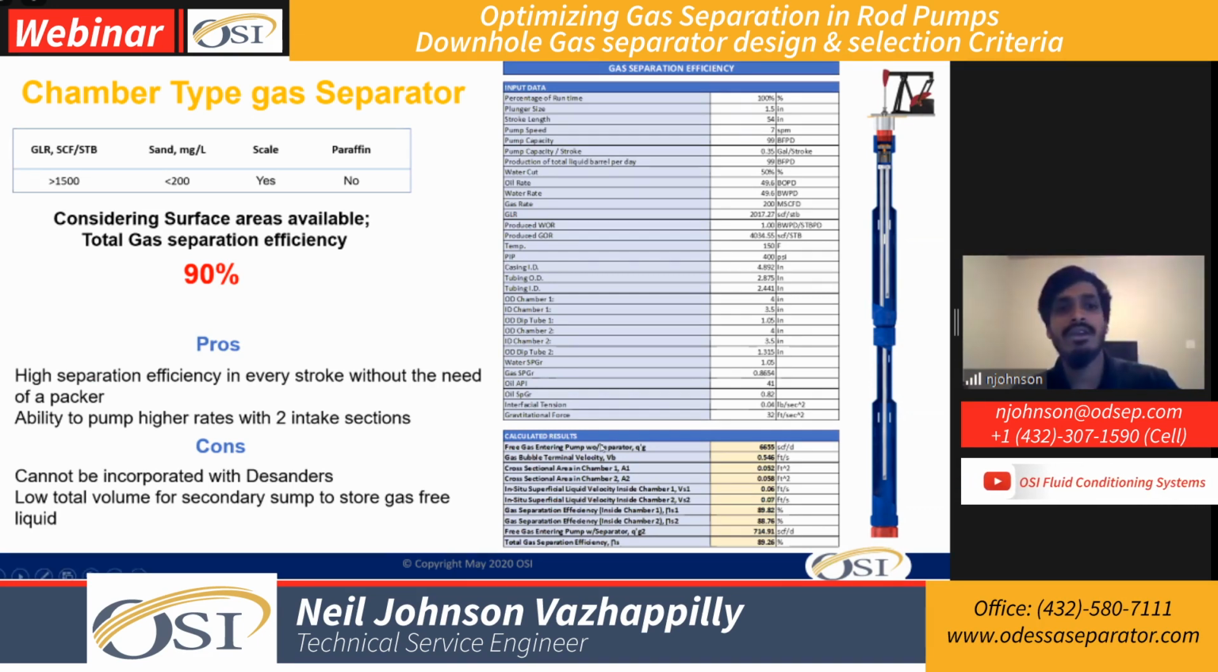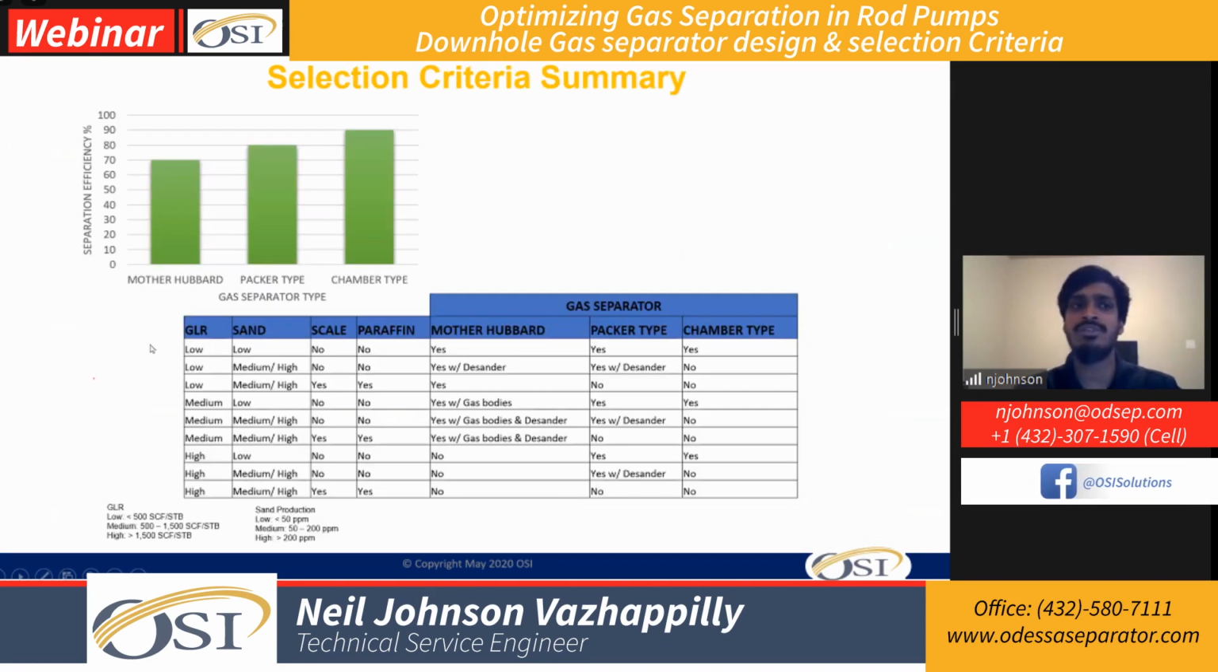So that is pretty much what I have when it comes to this selection criteria. To sum everything up, the separation efficiency can go much higher in the chamber type separator, and that has been working pretty well. Just considering the GLRs from low to high, the chamber type can be excellent and can work very well in all of those types of wells.